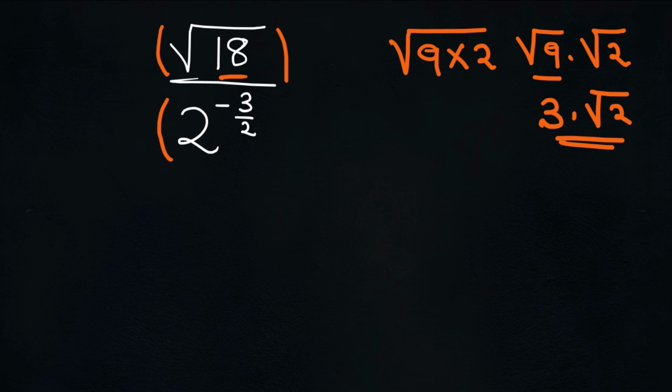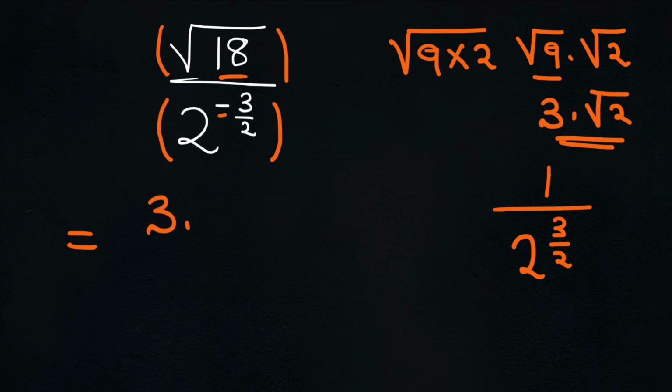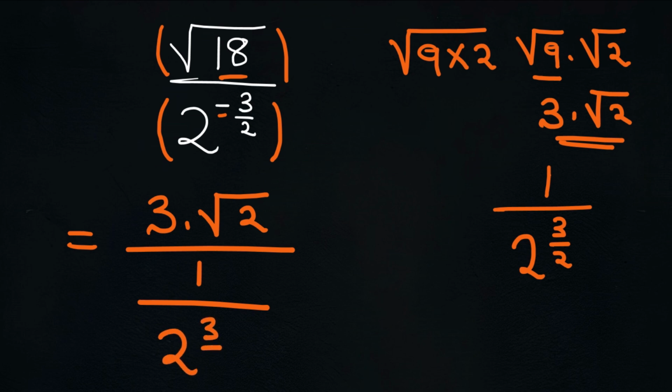The next thing that I would like to do is to also simplify our denominator. And as you can see, our denominator has got a negative exponent. So in order for us to get rid of the negative exponent, we just have to write 1 all divided by, and then we rewrite the number and exponent without a negative sign. So this is going to be 1 divided by 2 to the power 3 over 2. So our next step will therefore be 3 multiplied by the square root of 2 all divided by 1 divided by 2 to the power 3 over 2.